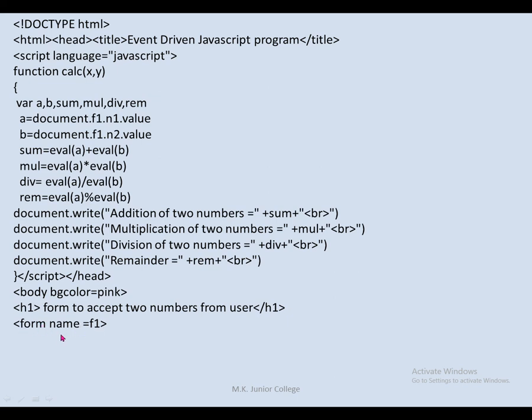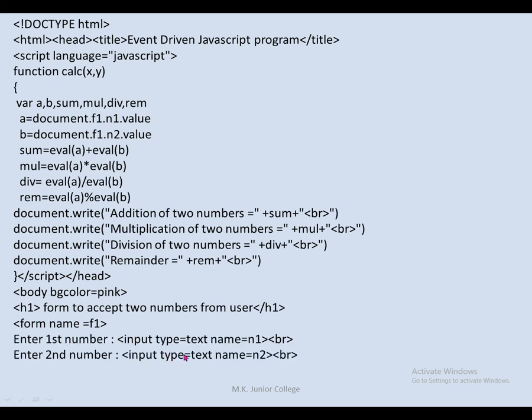Okay, so form name I gave F1. Then you are creating one form with two text boxes and one button. So enter first number, input type text, name N1. See the importance of the name attribute here. While you are using this form and function combination, this name attribute is very important. Up till now we saw that the name attribute is optional; if you don't write it, it works. But when you want to activate your button, at that time this name attribute plays a major role.